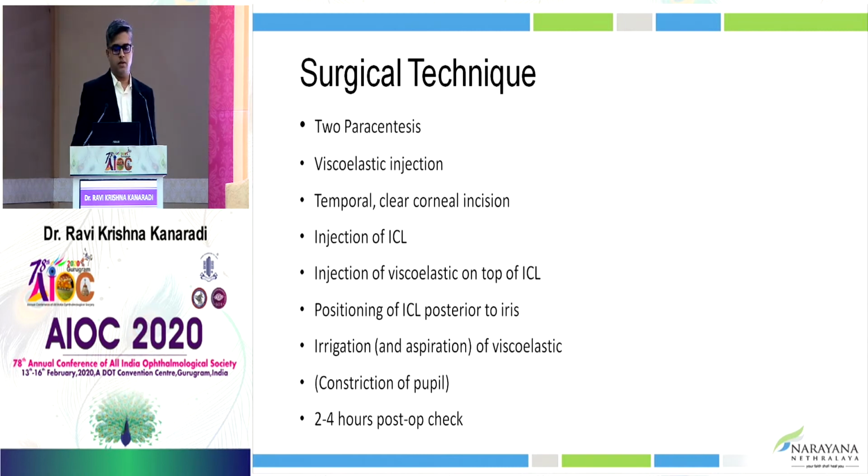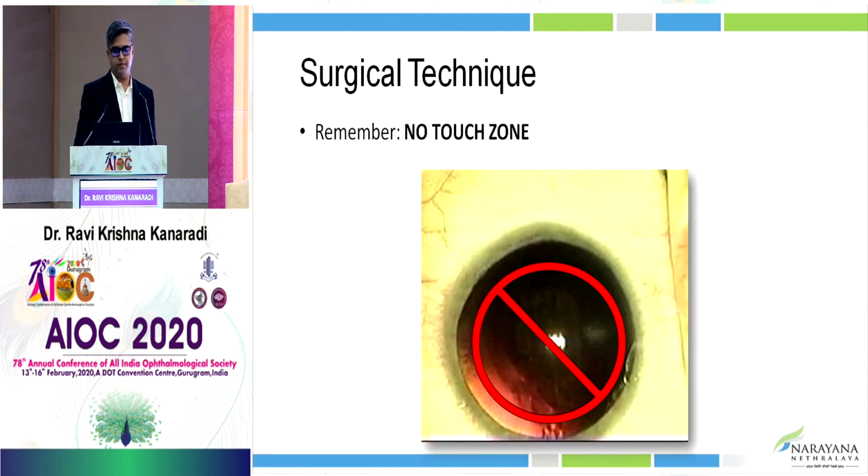So the surgical technique involves 2 paracentesis, then visco injection, then temporal clear corneal incision, or else some people prefer to do superior, depending on the astigmatism, and then injection of the ICL, then injection of visco on the ICL, then positioning of the ICL posterior to the iris, then removal of viscoelastic. These are the steps involved in ICL implantation. So you are not supposed to touch the central lens, the natural lens. None of the parts should be touched with any of the instruments we use when implanting the ICL.